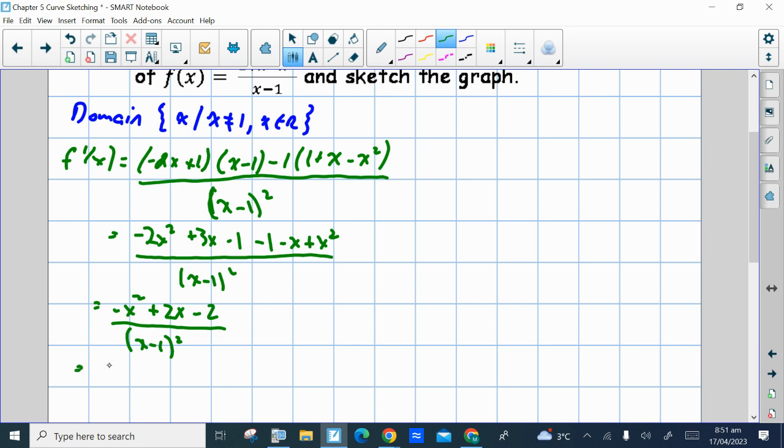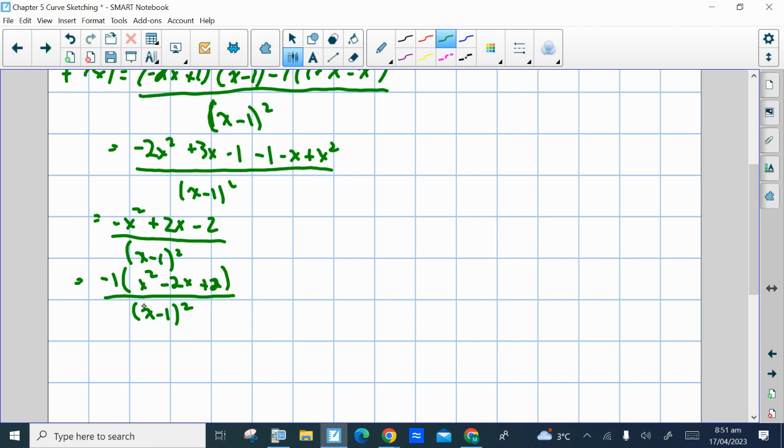So let's see if we can factor the top. I'll take out a common factor of negative 1 first, which gives me x squared minus 2x plus 2, all over x minus 1 all squared. And that one cannot be factored further. But we still have a critical number here at positive 1. That's a critical number.